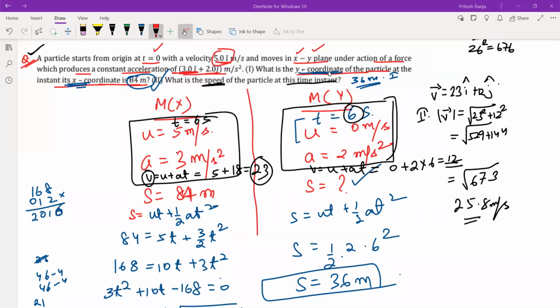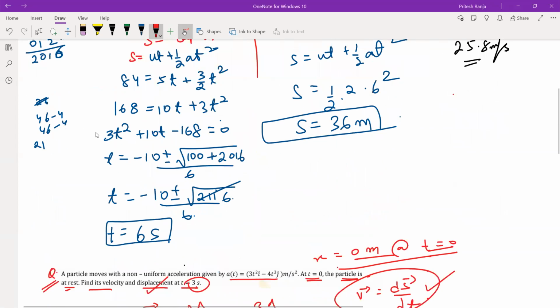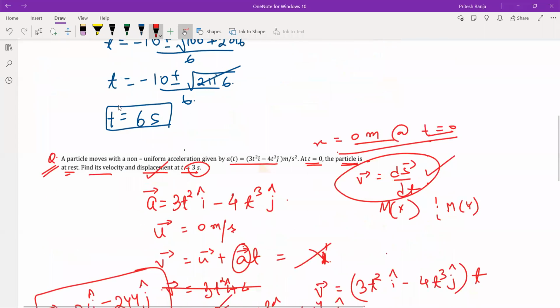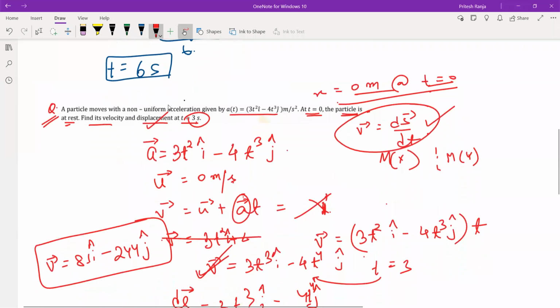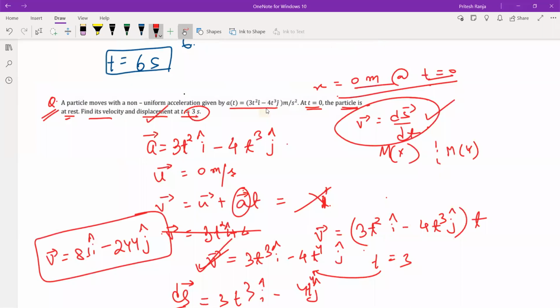Sir, in the last question, a is not given as uniform. Then how can we use v is equal to u plus at in this? Let me scroll up to the last question. Yes, a particle with a non-uniform acceleration given by a(t) is equal to this. Sir, if we integrate this a, then we'll get t³ i cap and minus t raised to the power 4 j cap. Exactly.